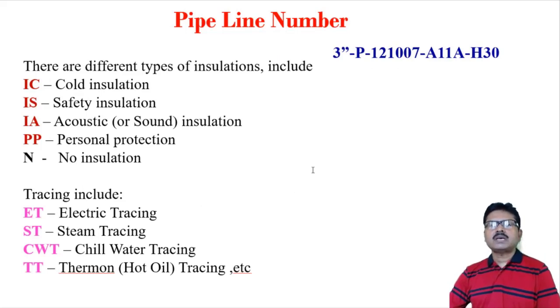There are different types of insulation. This might be cold insulation, safety insulation, acoustic insulation, or personal protection. There might be different types of tracing: electric tracing, steam tracing, chill water tracing, thermal or hot oil tracing. These different tracings are normally used to maintain the temperature of the fluid inside the pipe.